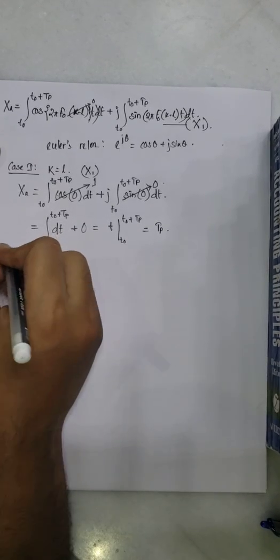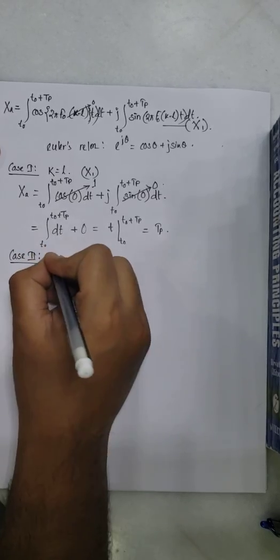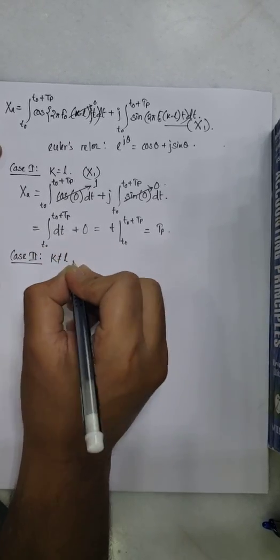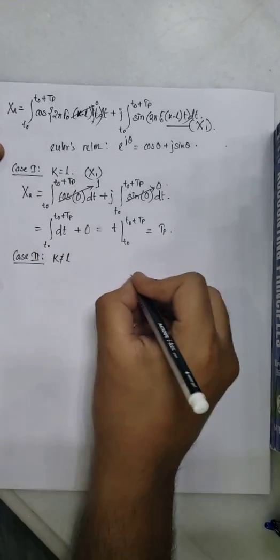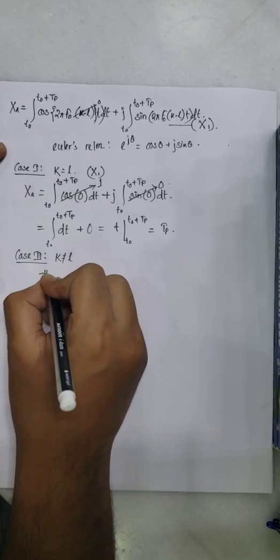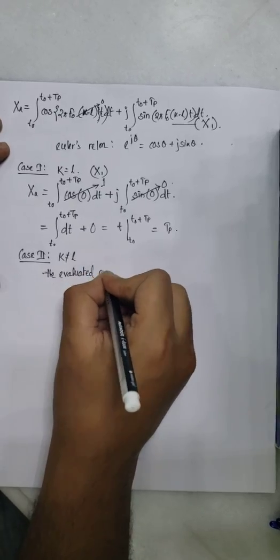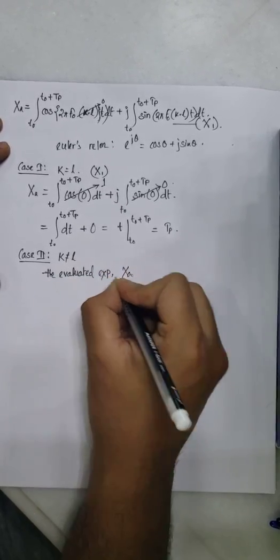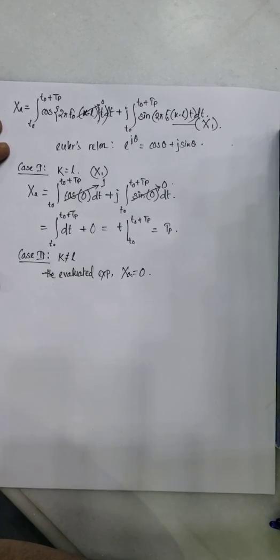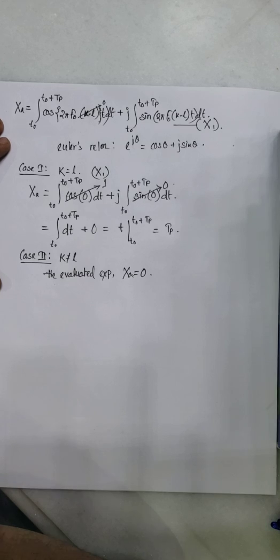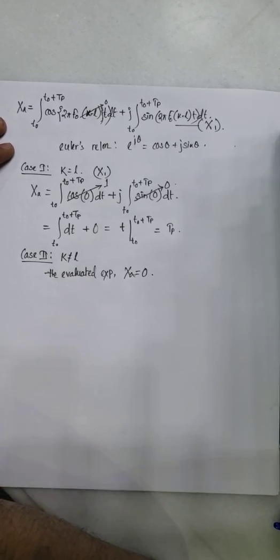Now let us go for case 2, where k is not equal to L, and for that condition the evaluated expression x of a will become 0. Now, how it becomes 0 is quite a complicated process. You can do it by yourself, or otherwise you have to take my word for it.